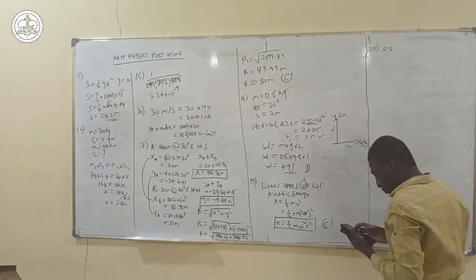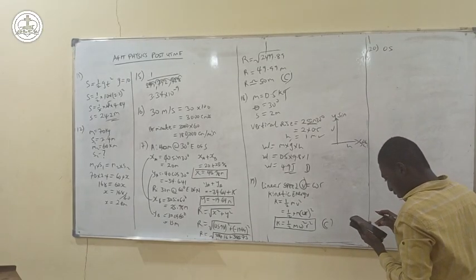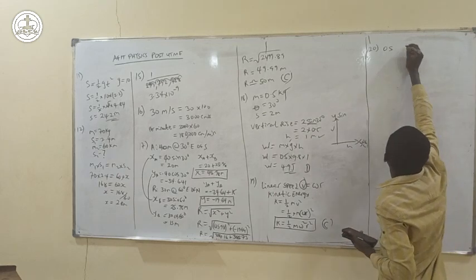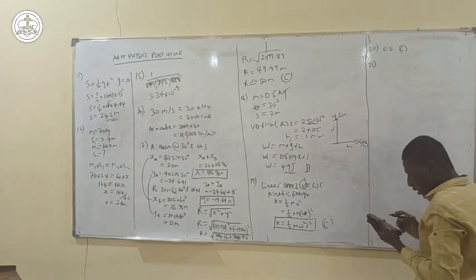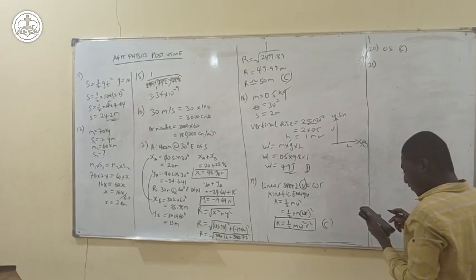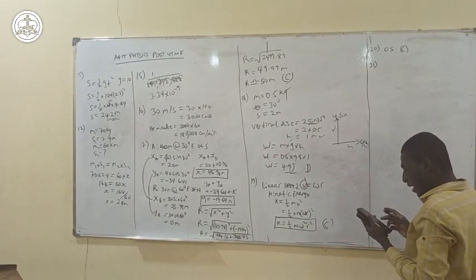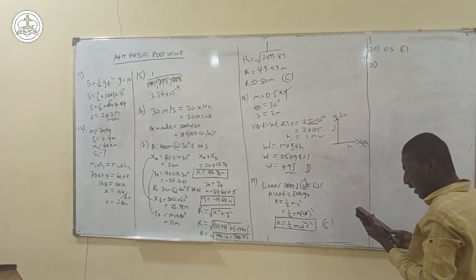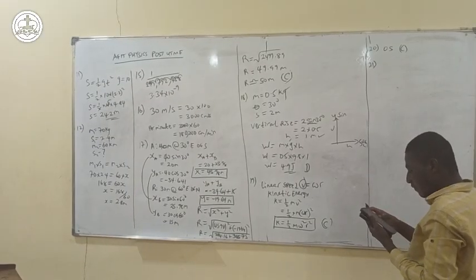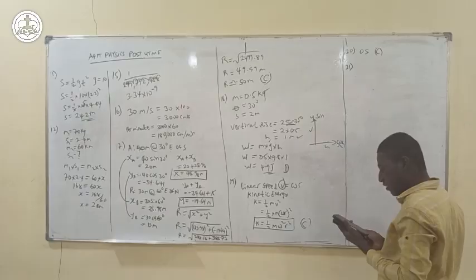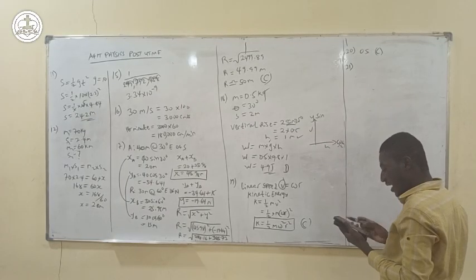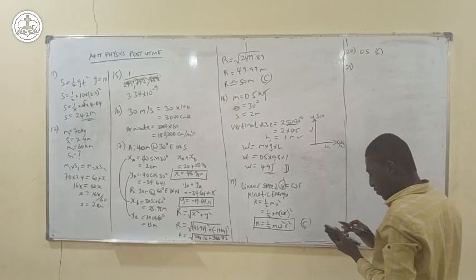So what option is that? That is option C. So we move to 21. In what distance can a 1500 kg automobile be stopped if the brake is applied when the speed is 20 meters per second and the coefficient of sliding friction is 0.7 between the tire and the ground? Okay, let's go into this.